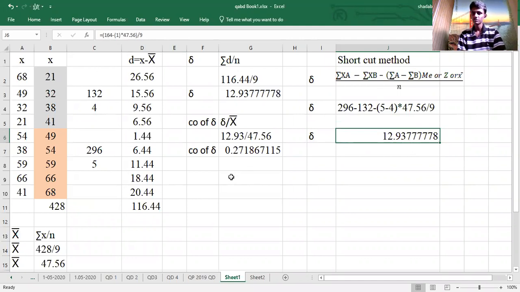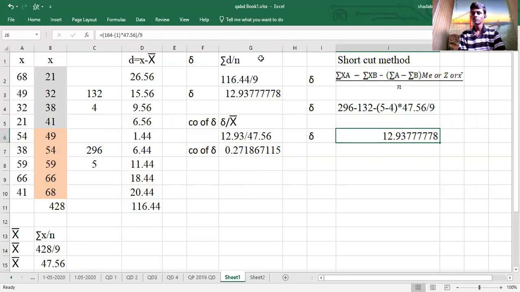So whichever method you want, you can use either the direct method or the shortcut method. The answer you will get is the same. In this problem, by using the direct method we got 12.93, and by using the shortcut method we also got the same 12.93. So I think you have understood this problem.